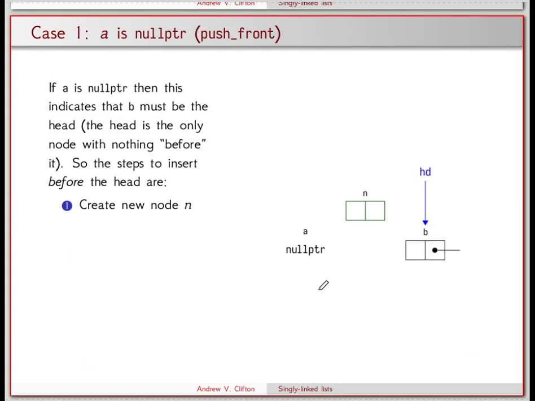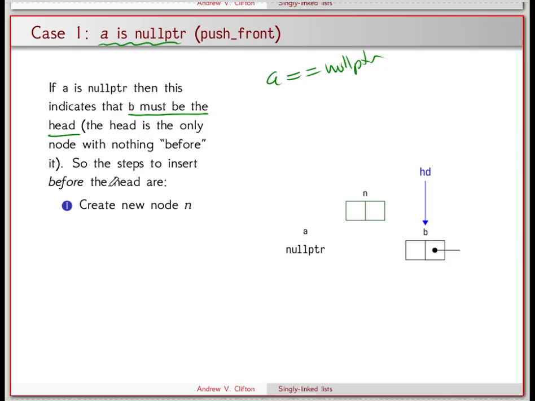They're really there. Case 1 is, what if we don't have an A? What if A is null pointer? So A equals null pointer. Now if A is null pointer, that means I cannot use A arrow next to get to B. Well, the only node that doesn't have anything before it is the head, so that must mean that B comes from the head.